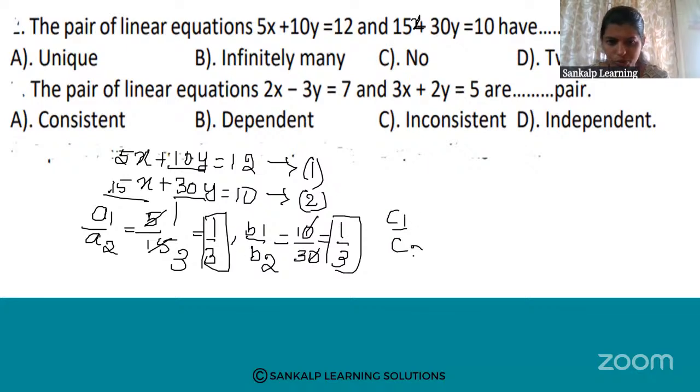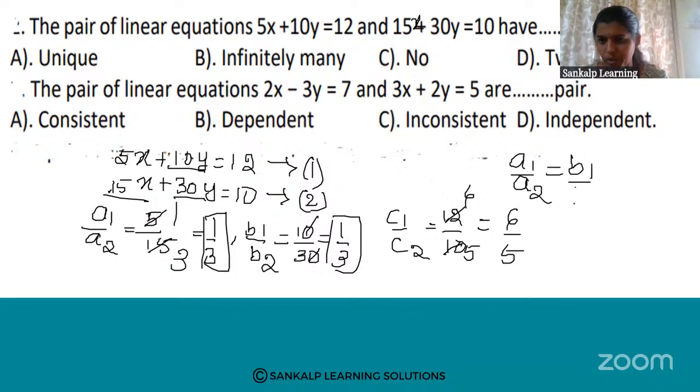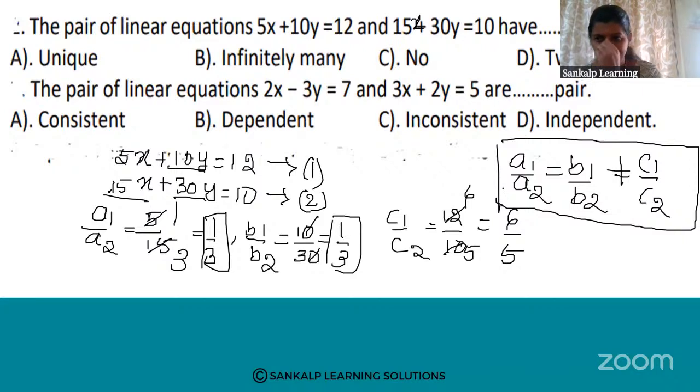C1 divided by C2. 12 divided by 10. 2 sixes are 12, 2 fives are 10. 6 divided by 5. Observe carefully. A1 divided by A2 ratio is equal to B1 divided by B2, but it is not equal to C1 divided by C2. When this condition is there, how will the lines be? Lines are parallel. Okay. When the lines are parallel, at that time, you will have no solutions.